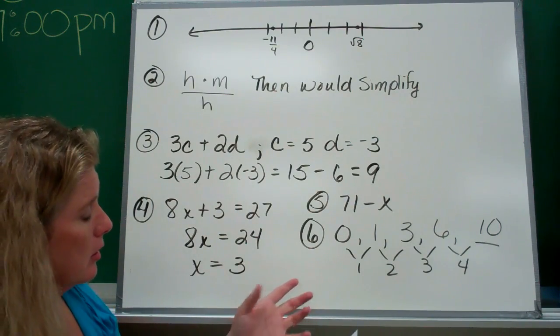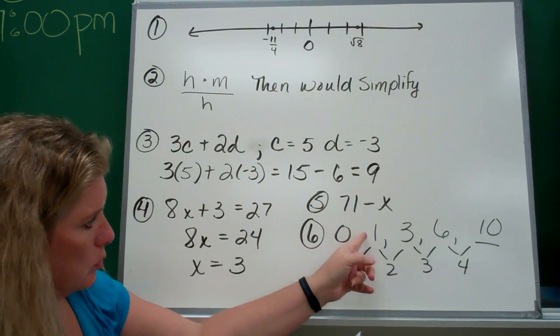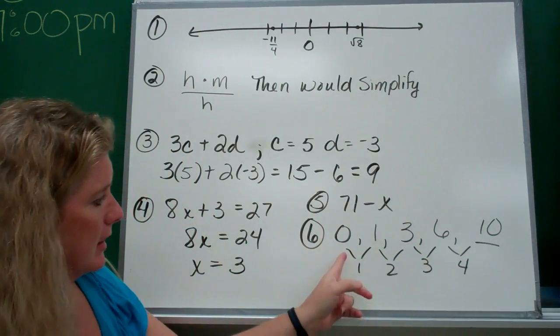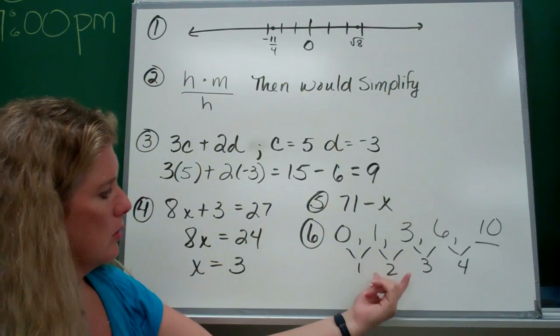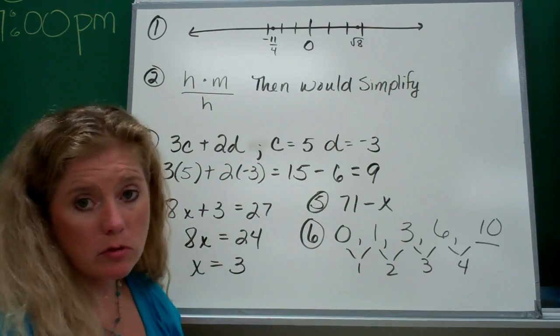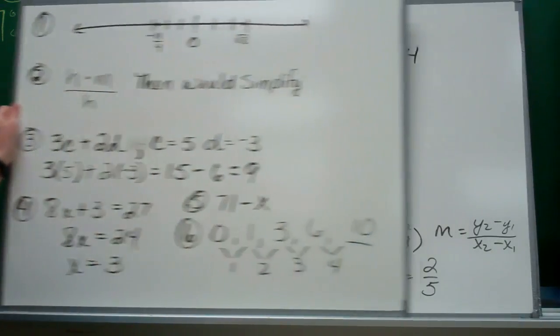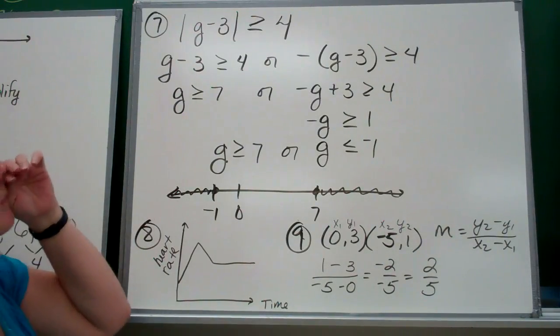Well, you can do this numerically. There's 0 in the first, 1, 3, 6. The next one would be 10. And how did I get 10? The difference between the terms is 1, 2, 3, 4. There's your pattern. Number 7, solve the inequality.